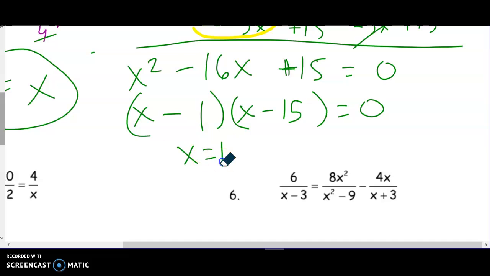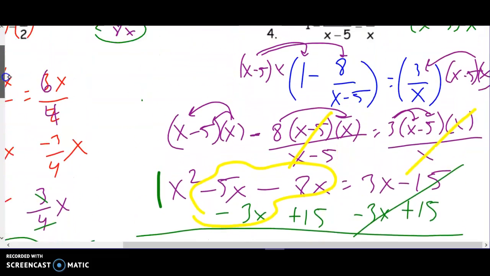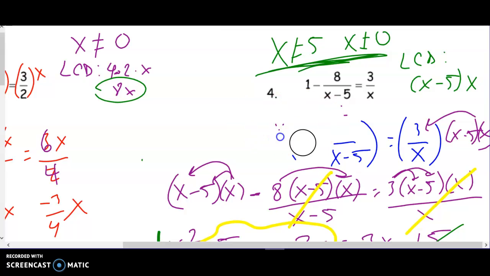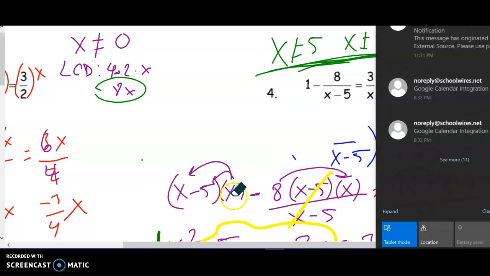So our solutions are 1 and 15. And if we go back, are those values allowed in the original equation? Yes, they are. We couldn't have 5 and 0, but we can definitely have 1 and 15. And if you want to check it, let's go ahead and verify this.